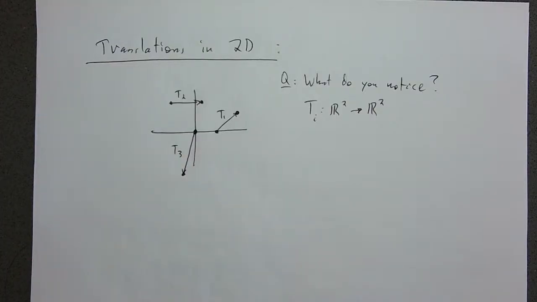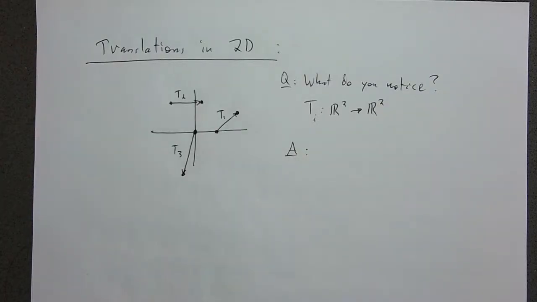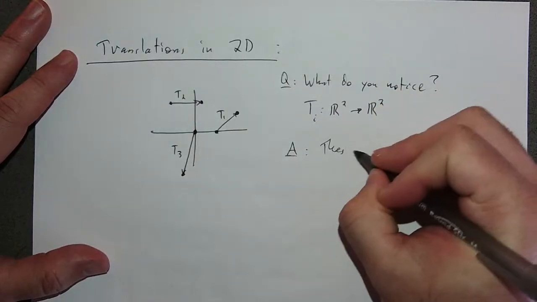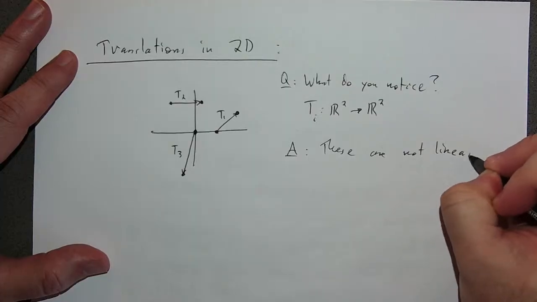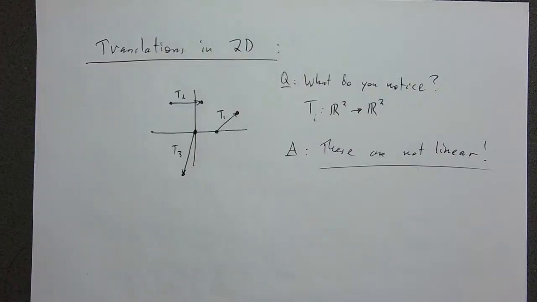Now, I asked you a question, which is, what do you notice? You might not immediately think about this because it might escape what you recollect about Math 240. But the big problem here is these are not linear transformations. Even these super simple translations, they are not linear, period. Right?